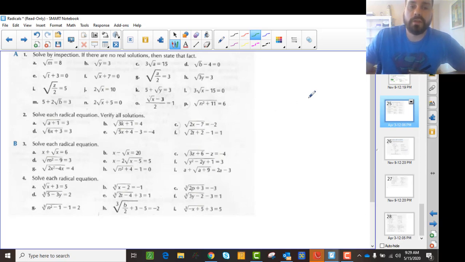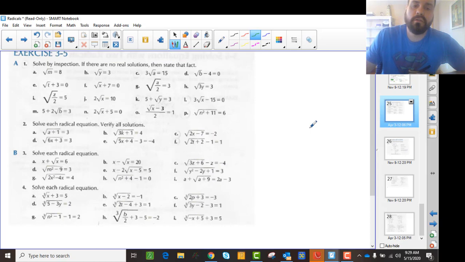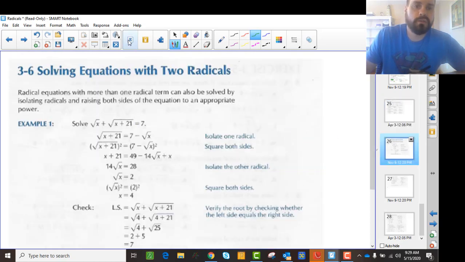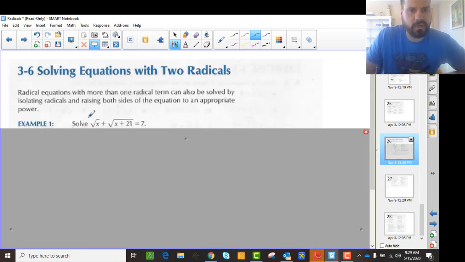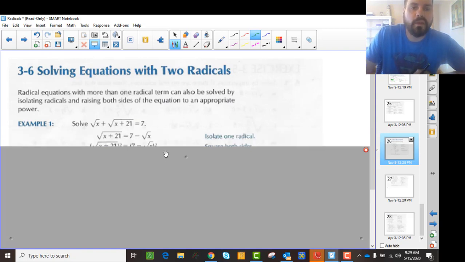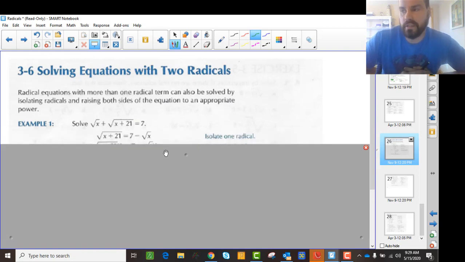But then the question becomes, what happens if I have two radicals? So here's an example. I know this is not easy to see, but I have the square root of x plus the square root of x plus 21 equals 7. So you have to follow the same sort of procedure, but you have to decide which one you're going to isolate. So you isolate one of the radicals. Doesn't matter which one.